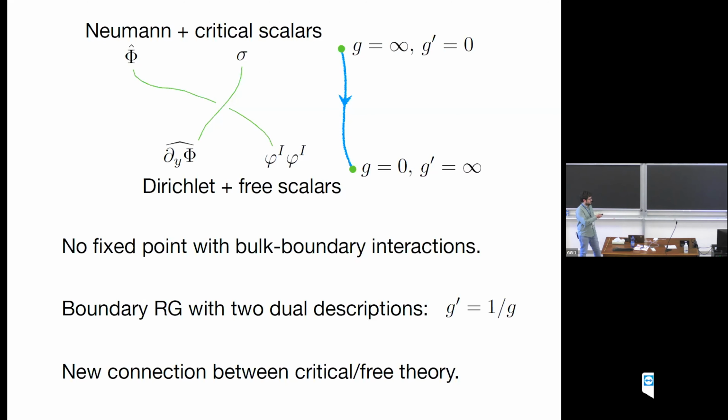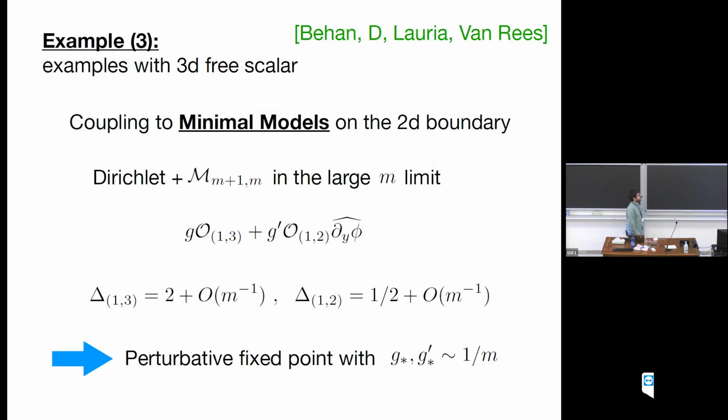Okay, the final example I want to discuss is going to appear in a paper that I'm now writing in collaboration with Conor Behan, Edoardo Lauria again, and Balt van Rees. Let's consider now an example with three-dimensional scalars. Here it turns out that you can do the following. You have your free scalar in the bulk, and you consider now minimal models on the two-dimensional boundary.